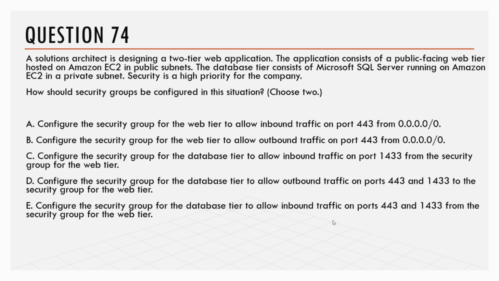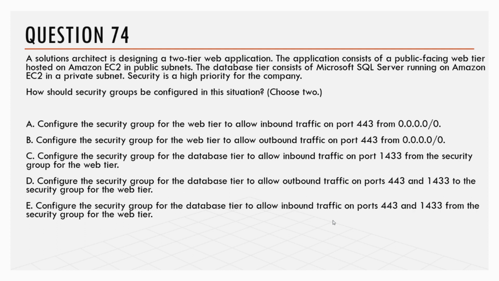Option A, configure the security group for the web tier to allow inbound traffic on port 443 from 0.0.0.0/0. Option B, configure the security group for the web tier to allow outbound traffic on port 443 from 0.0.0.0/0. Option C, configure the security group for the database tier to allow inbound traffic on the port 1433 from the security group for the web tier.